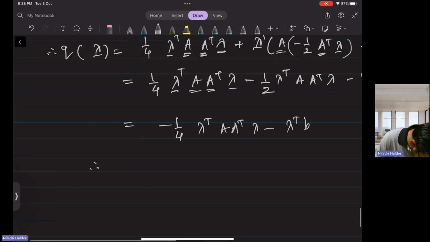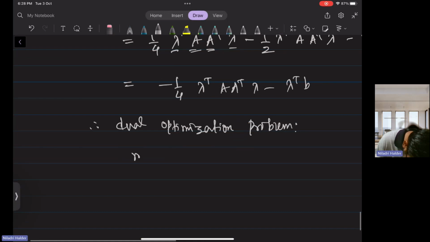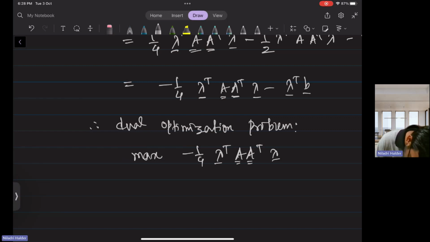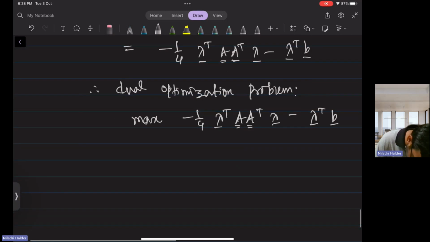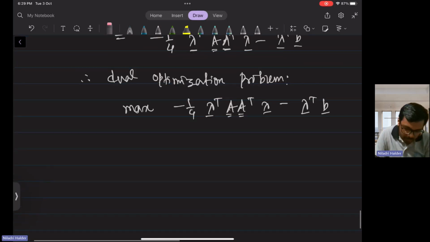So the optimization problem is the dual problem. So the dual optimization problem is maximizing minus 1/4 lambda transpose A A transpose lambda minus lambda transpose b, subject to a non-negativity constraint. So this is the dual optimization problem.